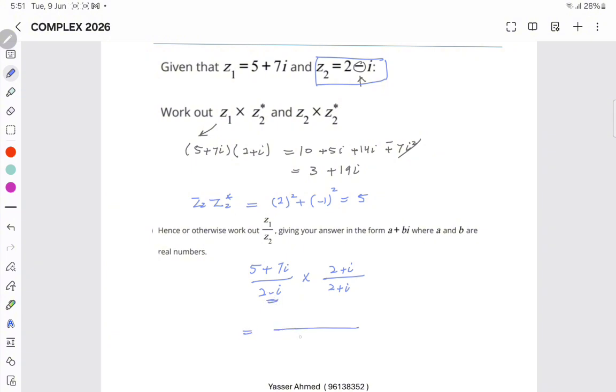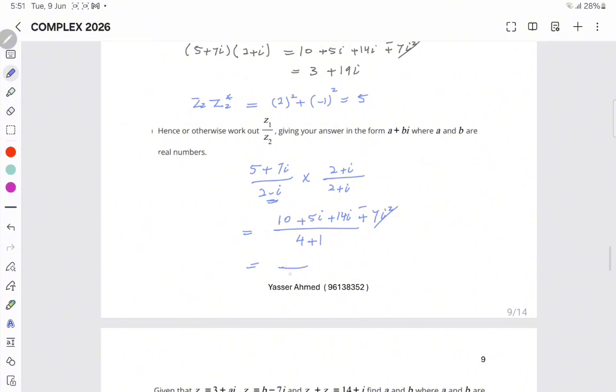It's equal, first squared 4, 1 squared it will be 1, 5 times 2 is 10, 5 times i it will be 5i, 7i times 2 it will be 14i, 7i times i it will be 7i squared. That cancelled, it will be negative. Here I have 5, 10 minus 7 it will be 3. 5 plus 14 it will be 19i. Then split, it will be 3 over 5 plus 19 over 5i.